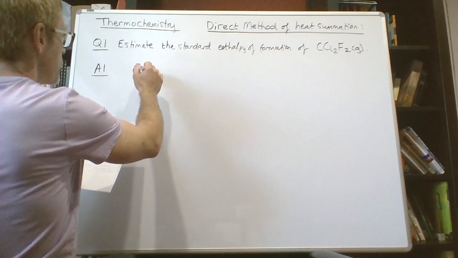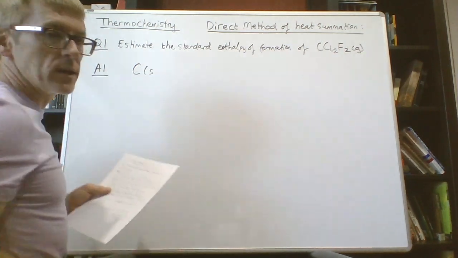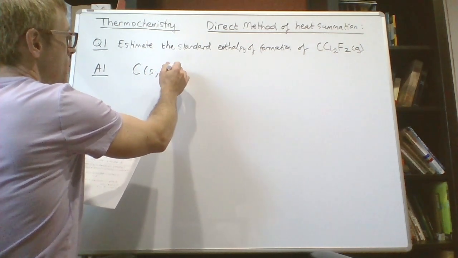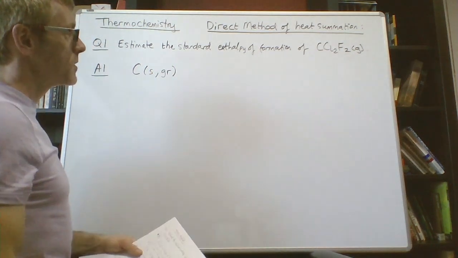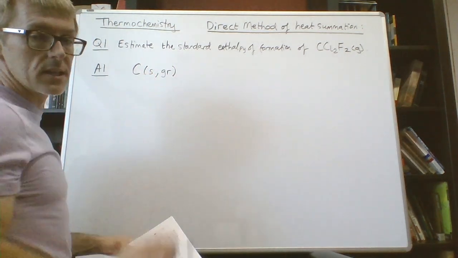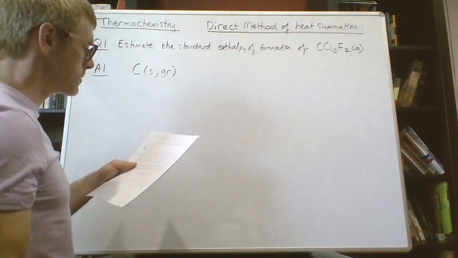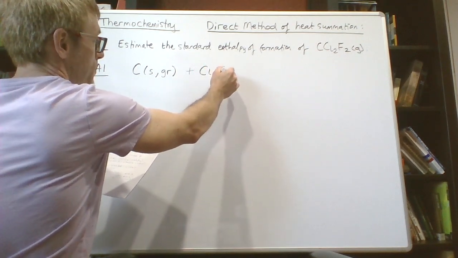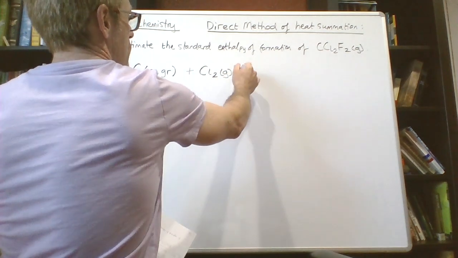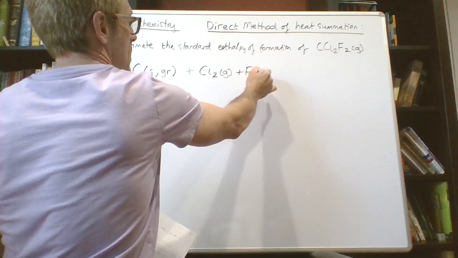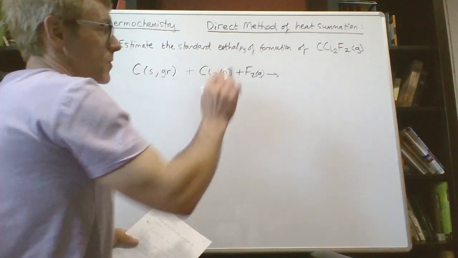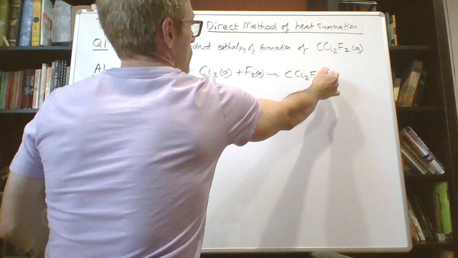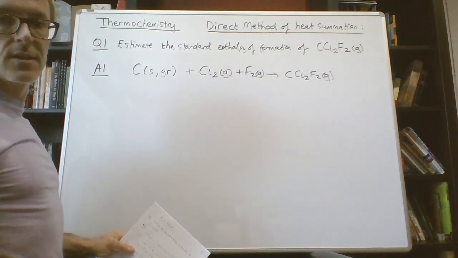So we have carbon, which typically when you start this type of question you write as a solid, and there are two forms of solid carbon, diamond and graphite. The thermodynamically stable one is graphite, so GR stands for graphite. So the same as a carbon pencil. And chlorine gas and fluorine gas. And this is going to give our target chemical CCl2F2 gas. Okay, so we write down an equation.